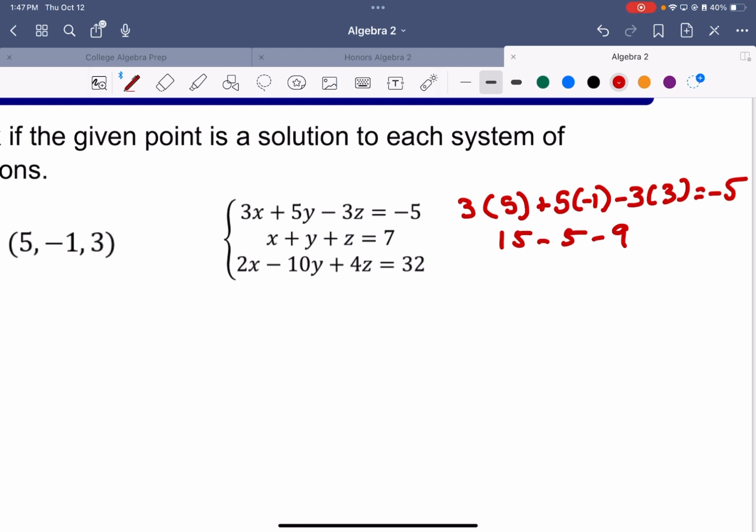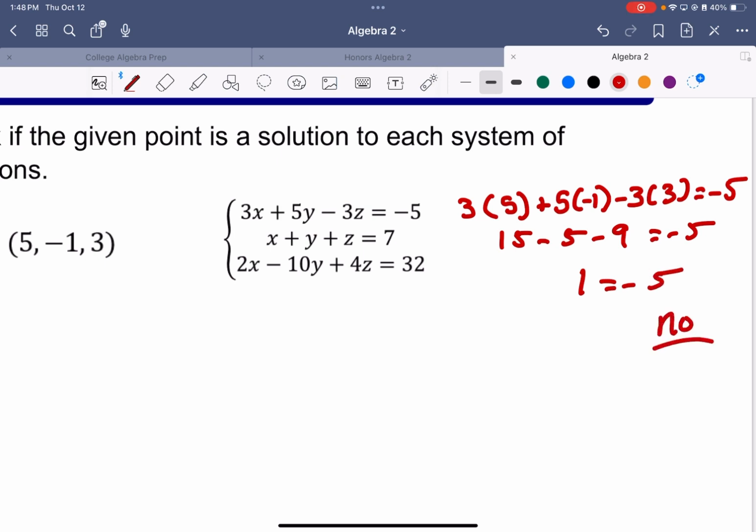Is 15 minus 5 minus 9. Does that work? Does this equal negative 5? It doesn't, does it? So if this doesn't equal negative 5, because this side is what, 1? Does 1 equal negative 5?